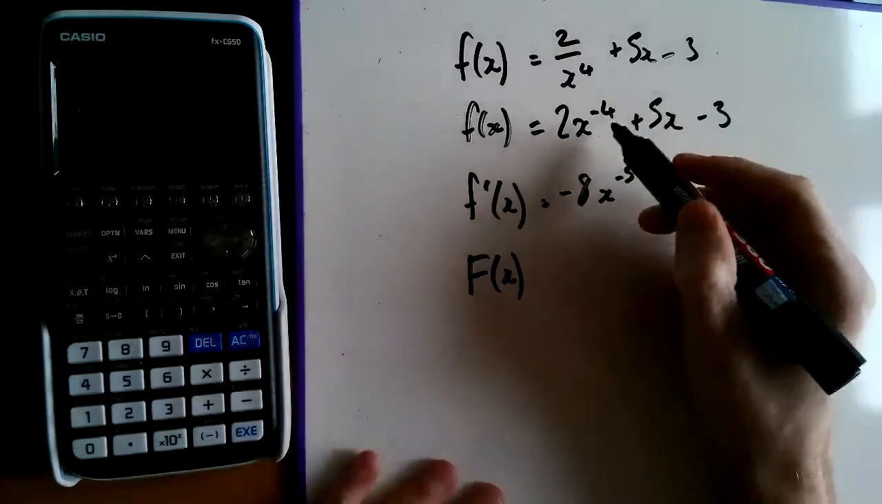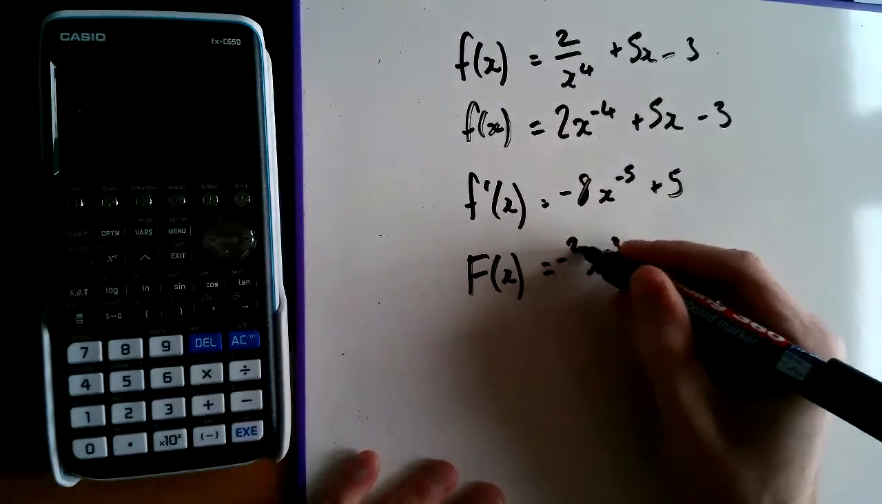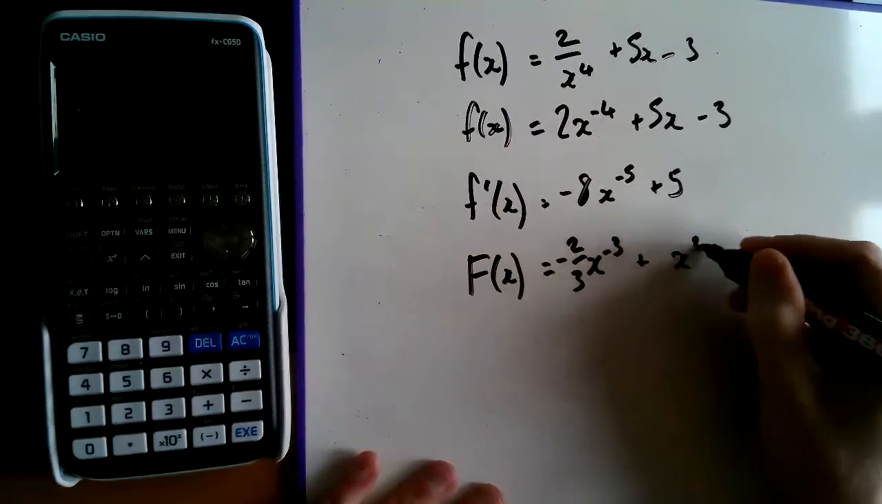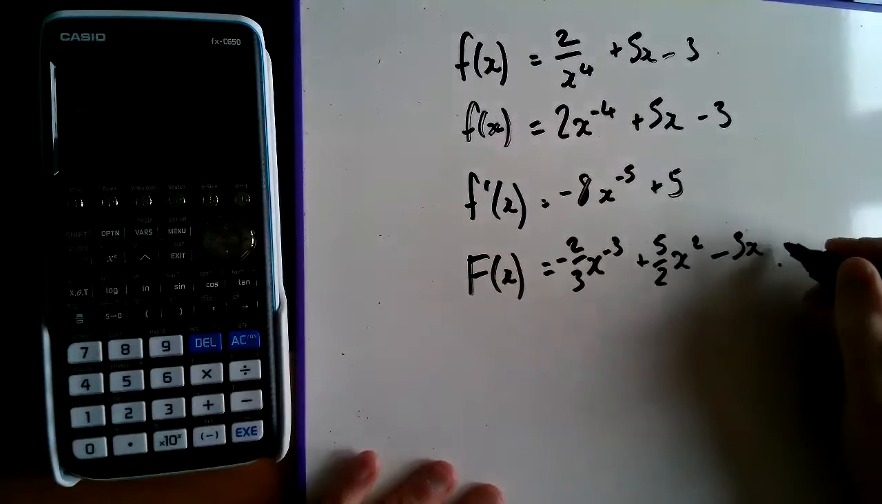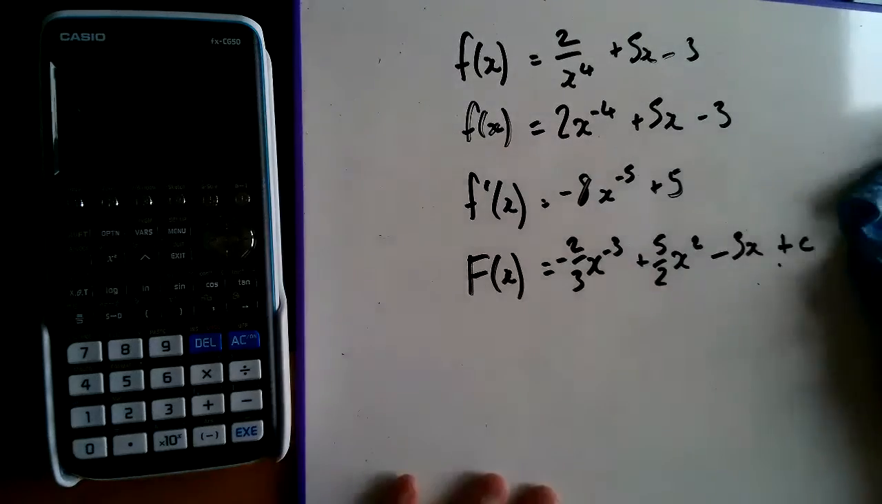Integrate it. So add 1 to the power, which is minus 3. Then divide by minus 3. So 2 over minus 3, which is minus 2 over 3. Add 1 to the power, then divide by it. So 5 over 2. Minus 3 becomes minus 3x. And stick a plus c at the end. Okay, good. That's that one done.